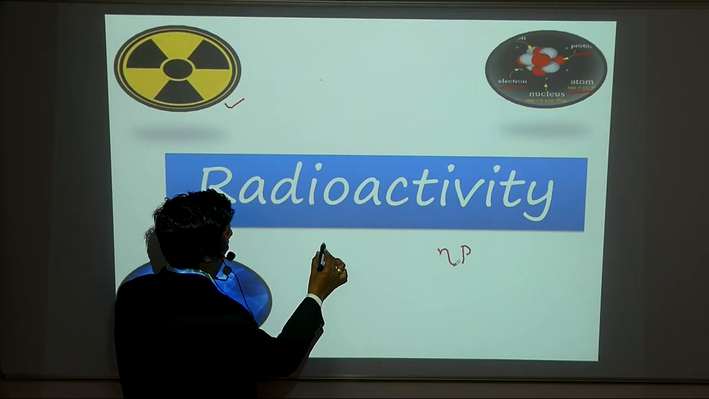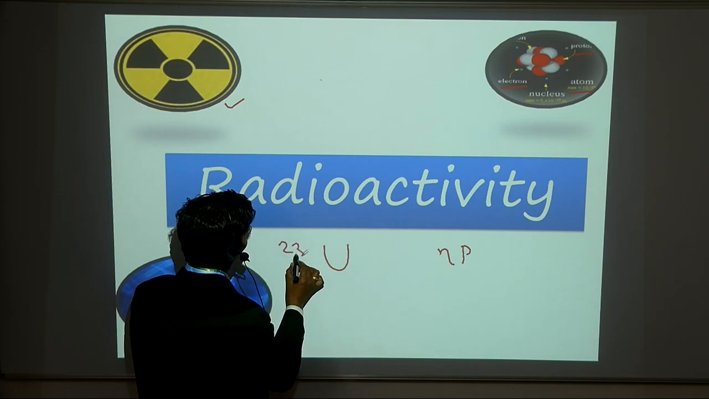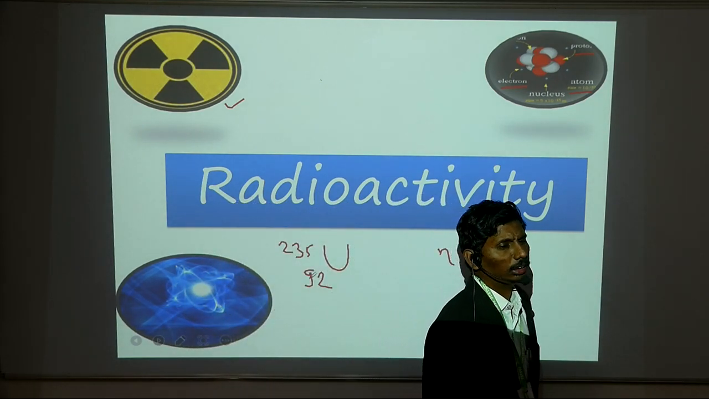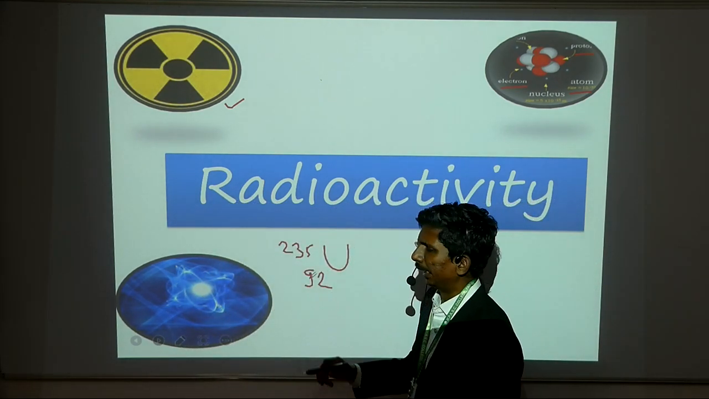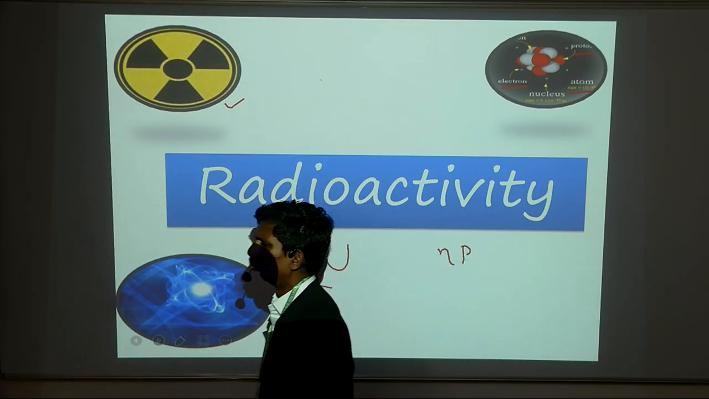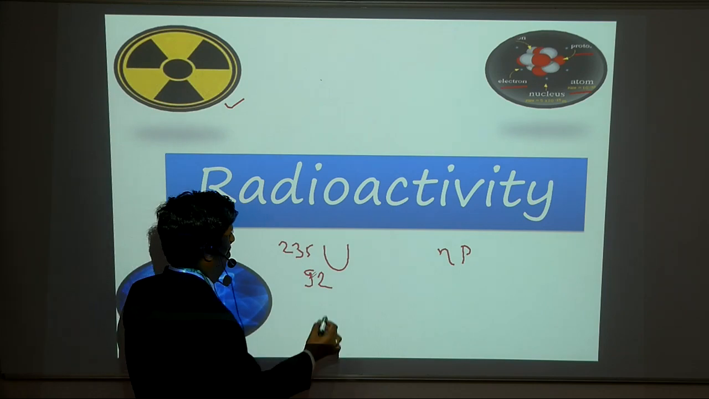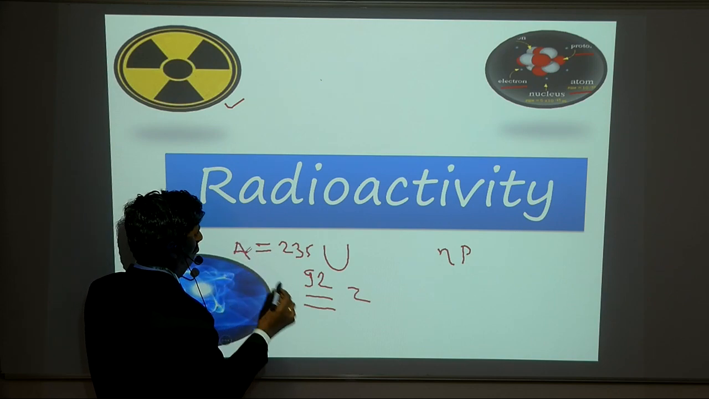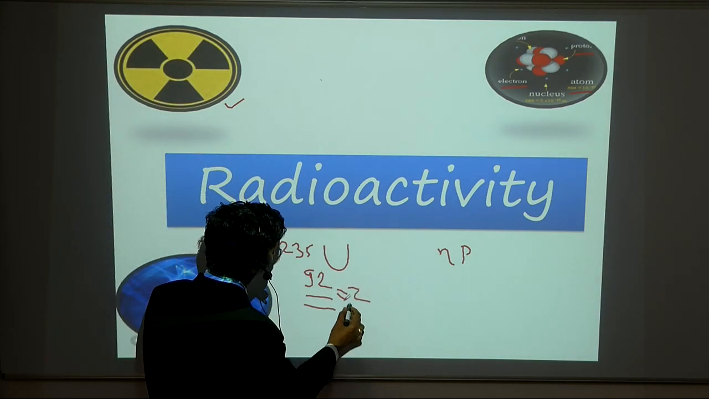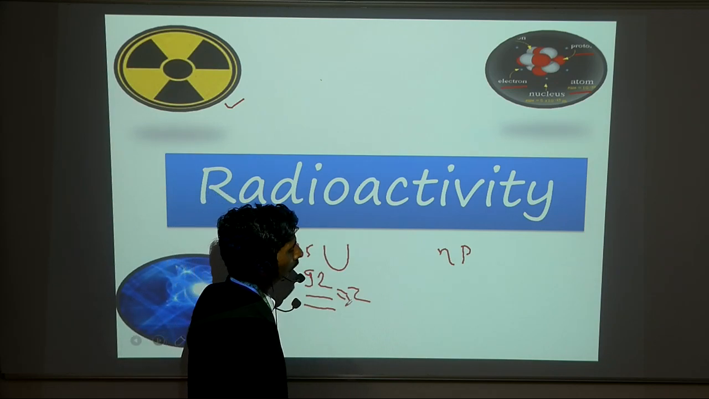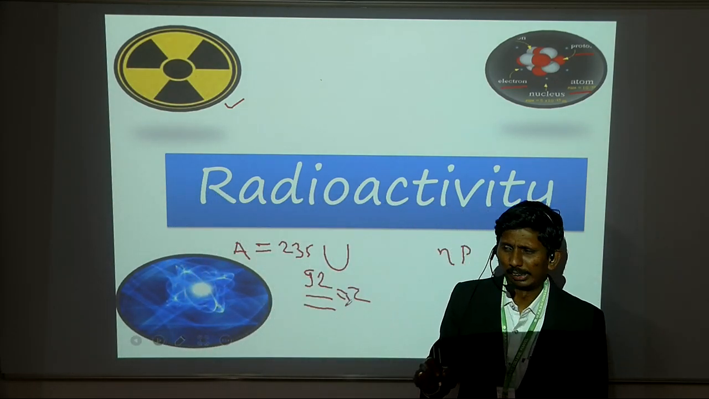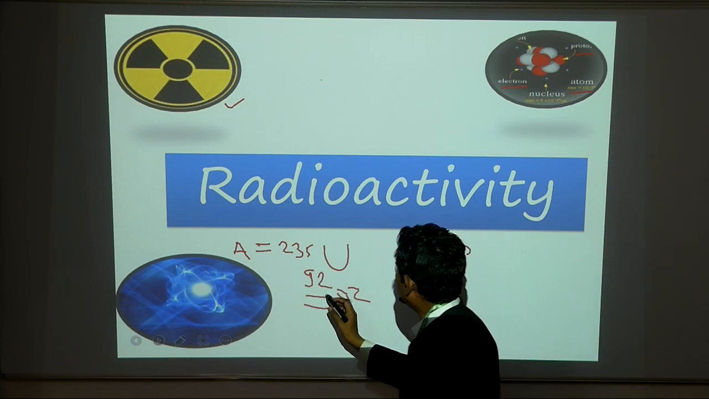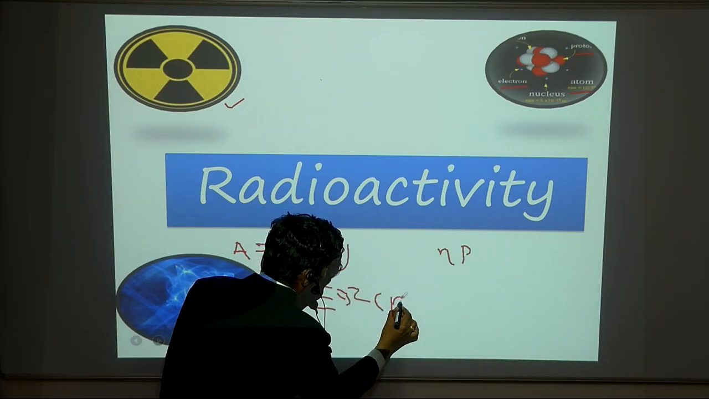For example, consider U-235. Uranium is one of the most famous radioactive elements. The atomic number is 92 and the atomic mass number is 235. We consider this as Z and this as A. Remember that Z represents the number of protons.